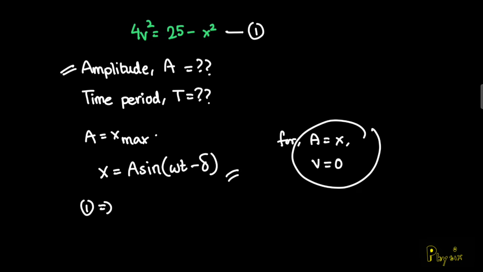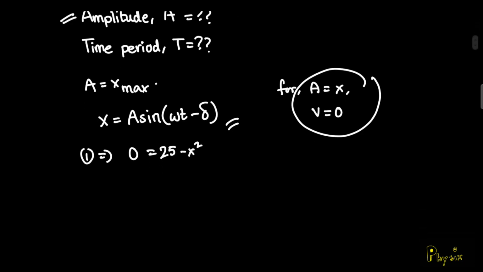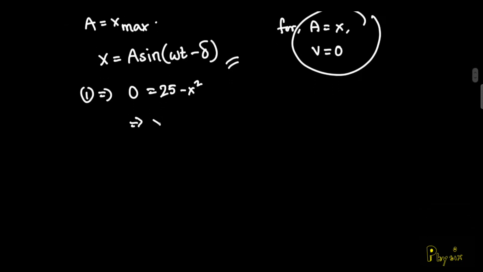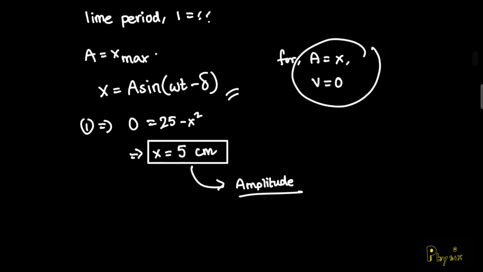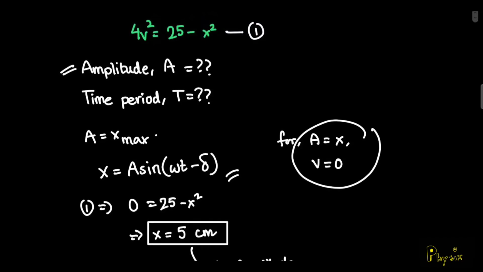So equation 1 implies that 0 = 25 − x². Now, solving for x, we get that x is equal to 5 centimeters. But this is then again our amplitude, right? This is our amplitude in centimeters. Now, let's move on with the time period part.